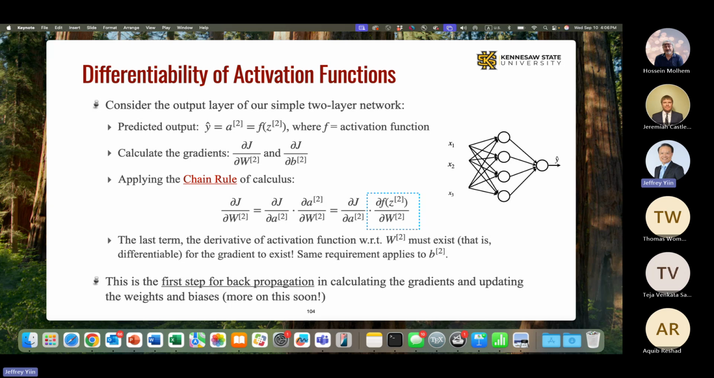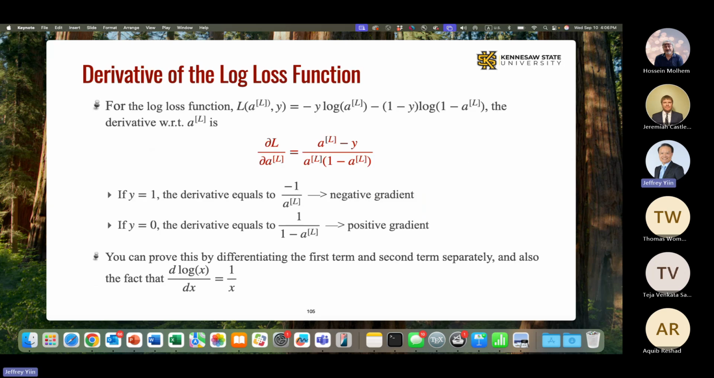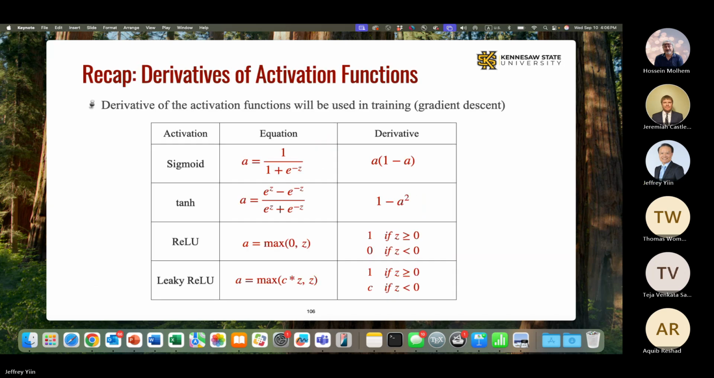And since we say the derivative of the cost function with respect to W must exist, that implies by the chain rule, the derivative of the activation function must exist. That's it. So that is the reason we came up with this table quite a while ago. I want you to know the equation of the activation function, but at the same time also understand the derivative, because we are going to use it.